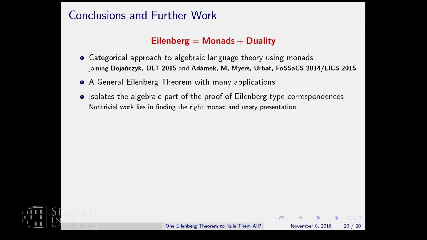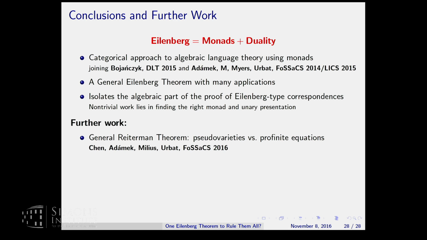To be quite honest, it doesn't take away all the work from people interested in automata theory. It somehow isolates the common algebraic parts of these proofs, of these Eilenberg-type correspondences. So there's always non-trivial work that lies in finding the right monad. So if you start with some kind of finite machine behaviors, you still have to find the right algebras. And you still have to find, once you have the monad, a good unary representation, because this will correspond to the derivatives that you're looking at. But we think that the whole framework that we have helps, because once you have that, the rest is kind of automatic. And so maybe it helps to focus on the things that really matter.